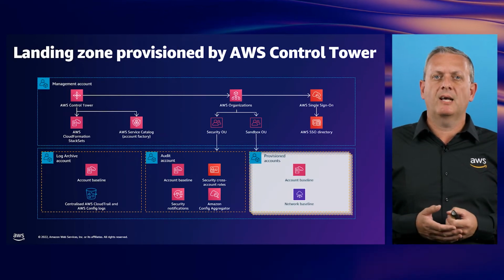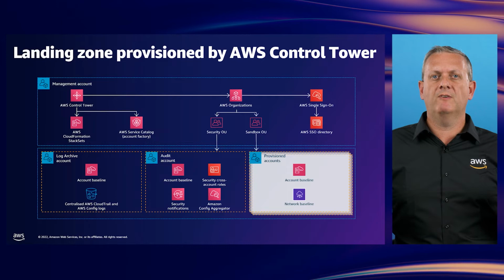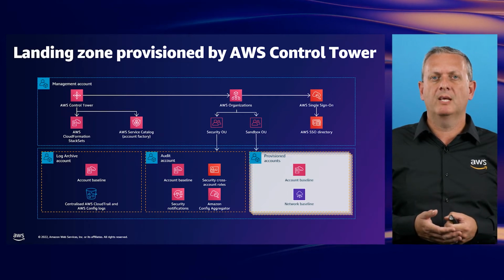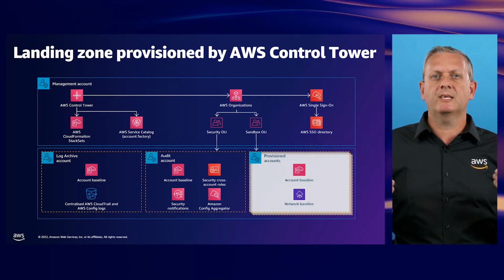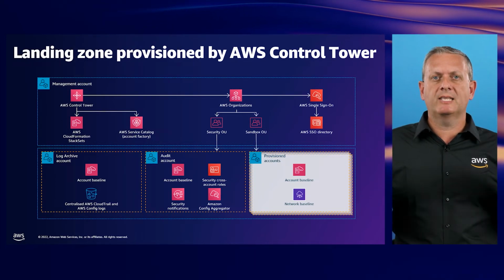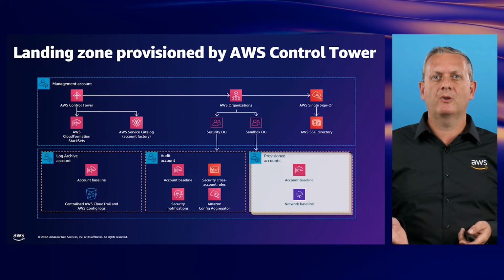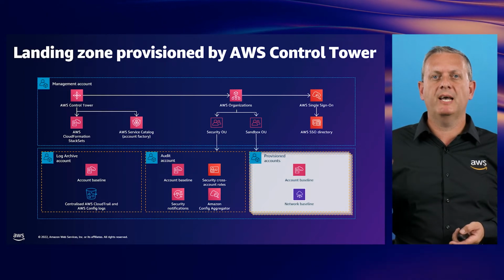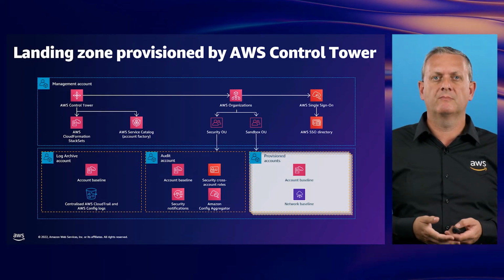A landing zone is the base architecture or foundation that Control Tower provides to build a multi-account environment. It's a solution that helps you to quickly set up a new AWS environment for multiple accounts. The AWS landing zone solution can save time by automating the setup of your environment in line with AWS best practice recommendations.